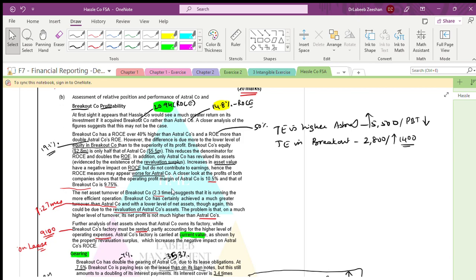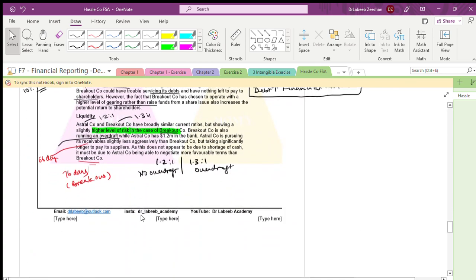Don't write simple things like "this much in Astral, this much in Breakout." We have to give that, but don't write any definitions or comparative figures. You should be very specific: what are the reasons behind it? You have to touch the calculated values, but you have to be very focused on the insights of the reasons. Fine.